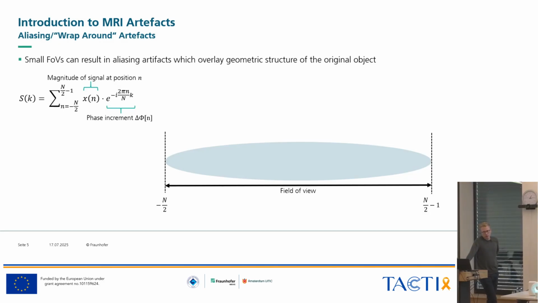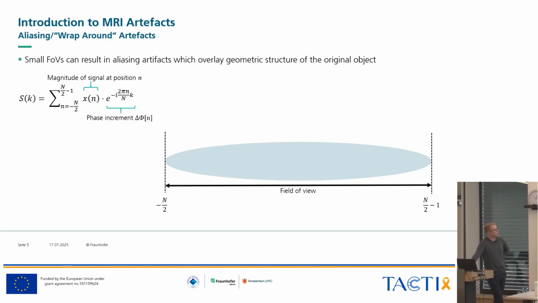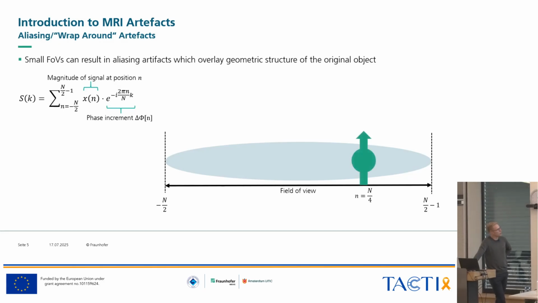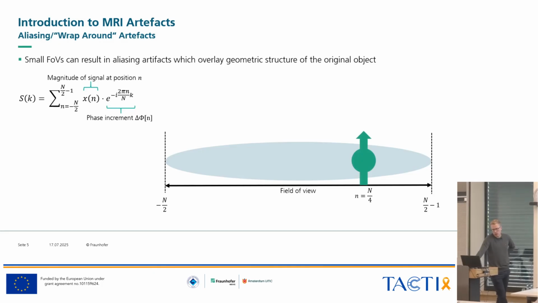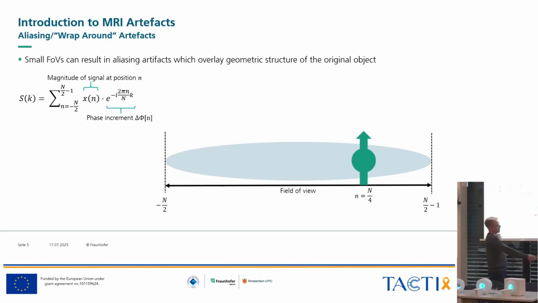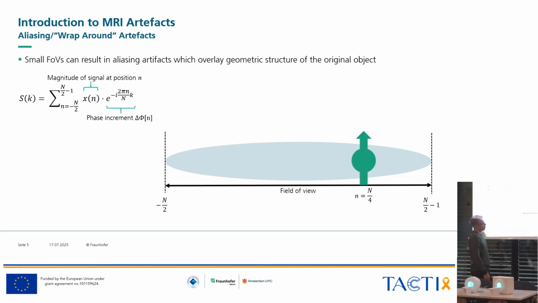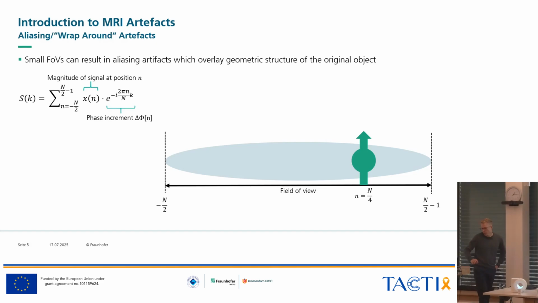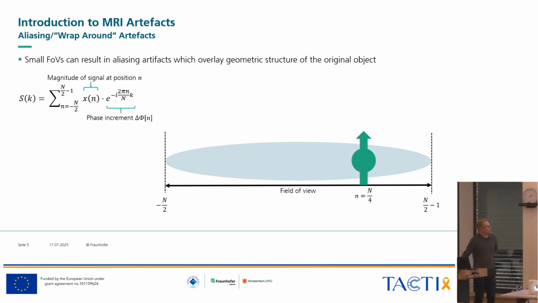And based on the formula for the Fourier transform, you could actually analyze what happens to your spins in the transverse plane due to the gradients which you apply at a specific position. So for example, you could consider such a spin ensemble at a position which in this case is N divided by 4, because it's halfway between the center and the outer edge.